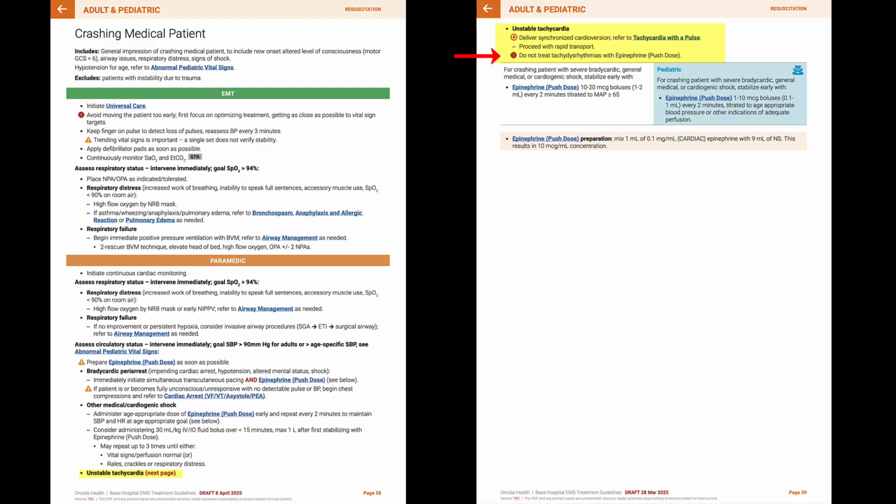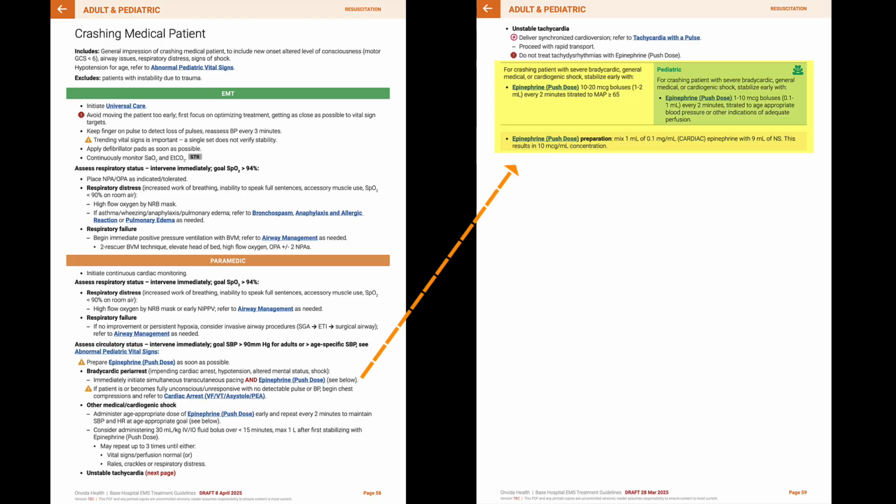Hopefully it's obvious, but you're not going to rely on push-dose epinephrine for patients with unstable tachycardia, because this will only potentially make the tachycardia worse or push the patient into a lethal arrhythmia. For your easy reference, we include all of the relevant push-dose epinephrine dosing and mixing parameters here at the bottom of the page. In my own experience, I'll just share with you that early administration of push-dose epinephrine has saved me many, many times in this scenario.